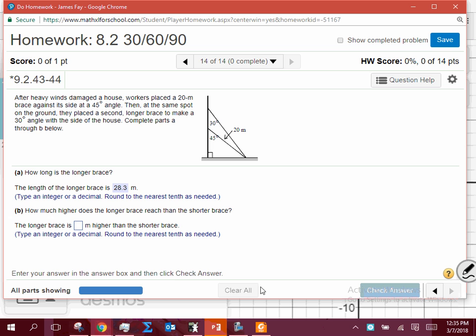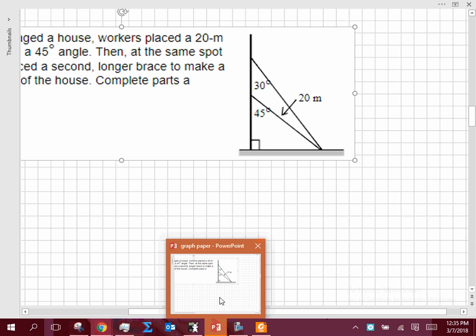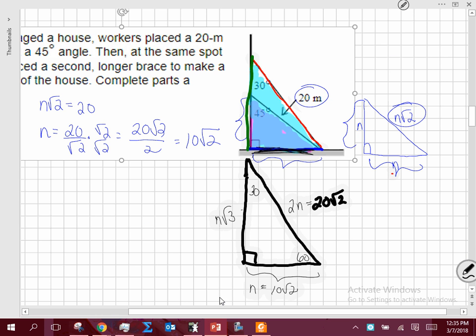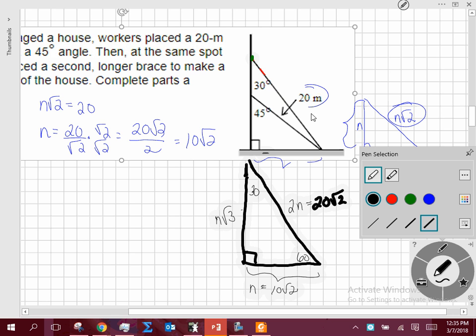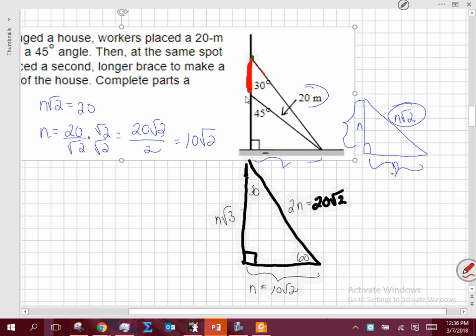Okay. Now the second question says, find the distance, or how much higher does the red brace land on the side of the house than what this brace right here lands on the side of the house. So them asking that, they're essentially saying, can you figure out what that length right there is? In words, that is how much higher the longer brace reaches than the shorter brace. So we need to know what that distance right there was, right?